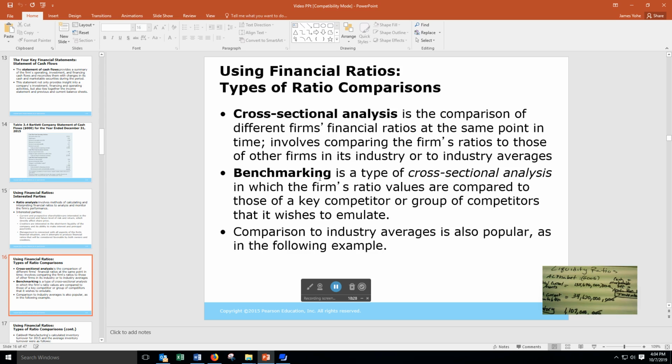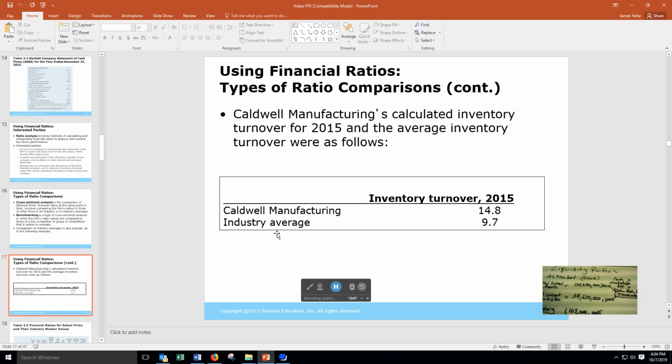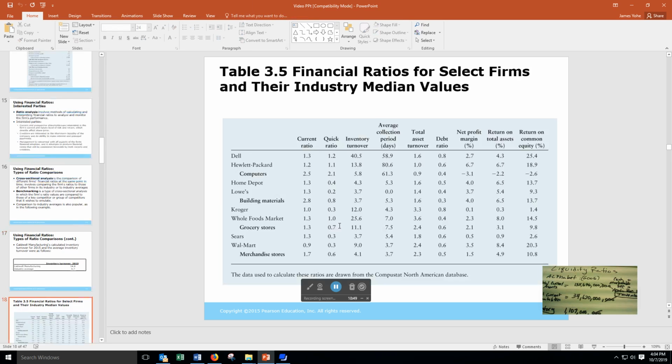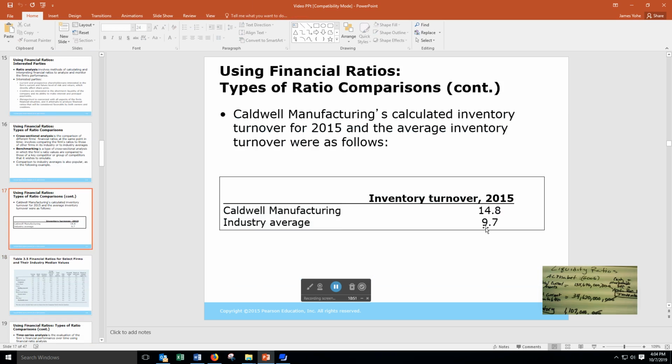Benchmarking is a type of cross-sectional analysis in which the firm's ratio values are compared to those of a key competitor or group of competitors that it wishes to emulate. Comparison to industry averages is also popular. We're not going to be using this example, but it says in the following example, you can see here, inventory turnover.